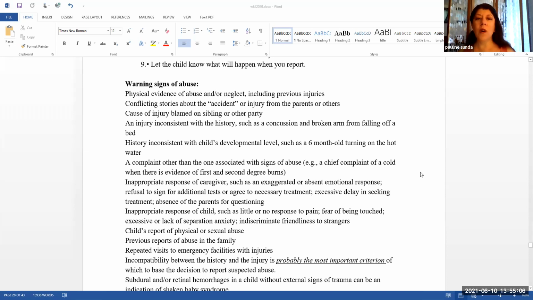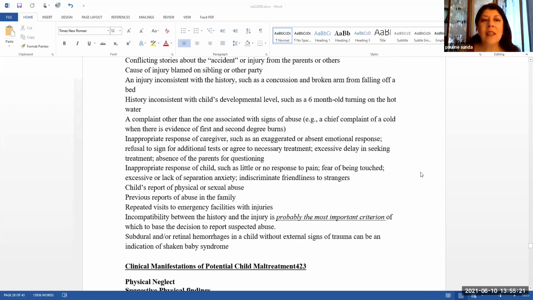So what are some warning signs? Obviously physical evidence of abuse and/or neglect, including previous injuries, conflicting stories about the accident or injury from the parents or others. The cause of the injury is blamed on a sibling or other party. An injury is inconsistent with the history, such as a concussion and a broken arm from falling off a bed. The history is inconsistent with the child's developmental level, such as a 6-month-old turning on the hot water.